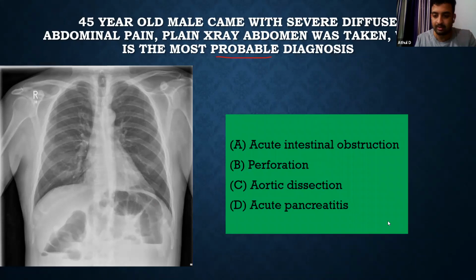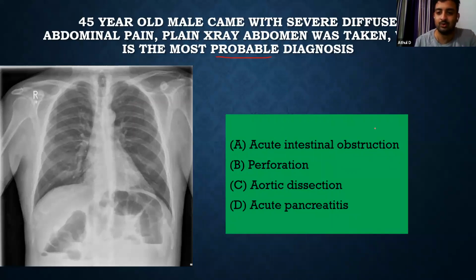I will relaunch the poll again. So here, this is a 45-year-old male, again a non-specific abdominal pain, severe diffuse abdominal pain. As usual, the first step, we will take the X-ray. And after seeing this, what is the most probable diagnosis here? So here the confusion is between two options for everyone. Option A and option D, I guess.